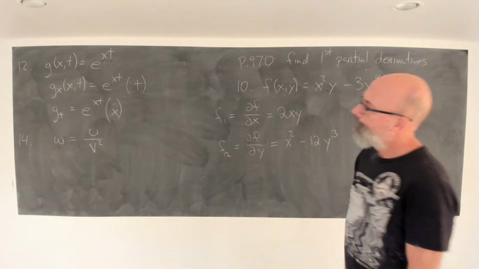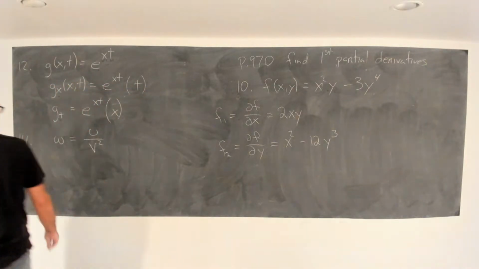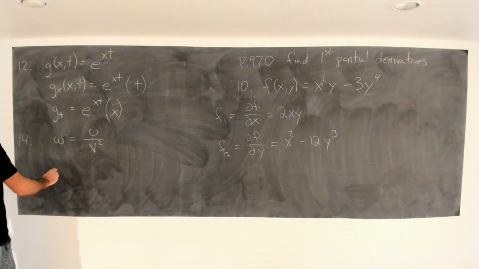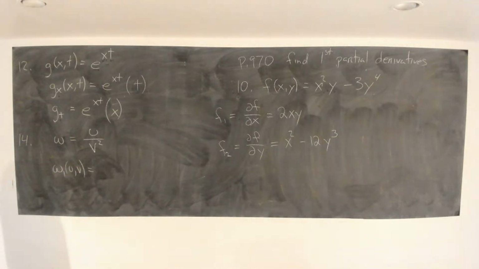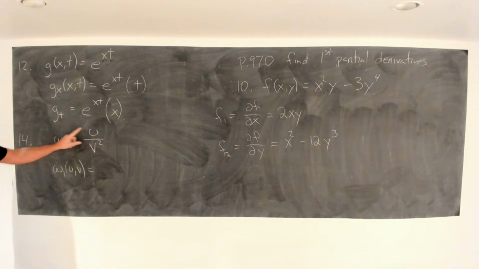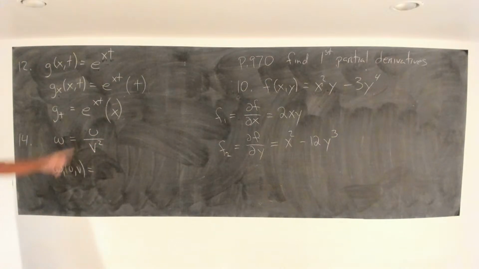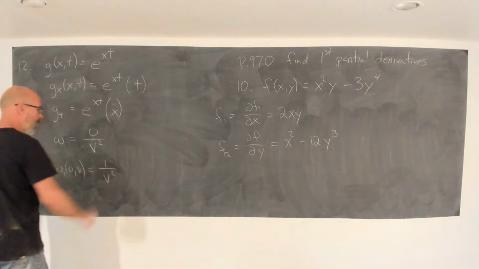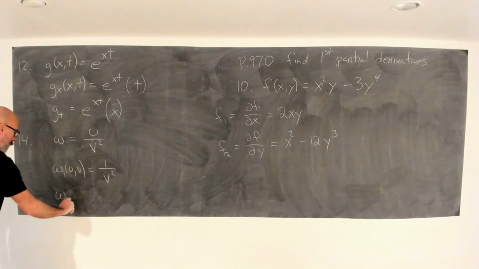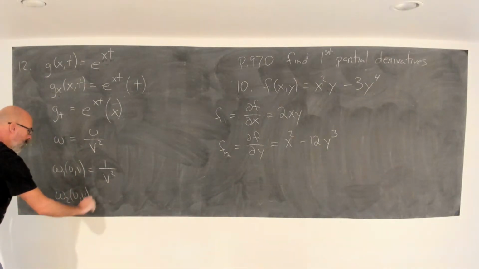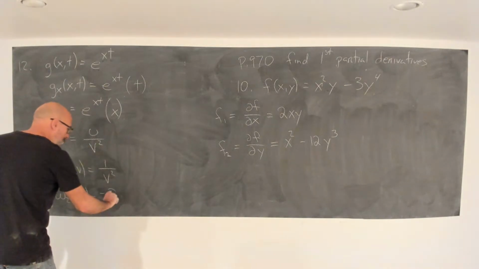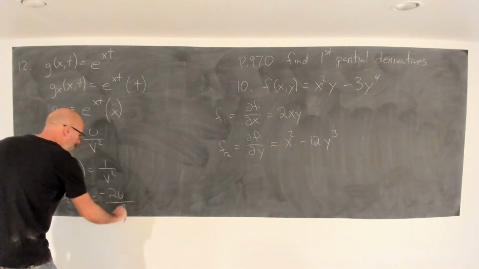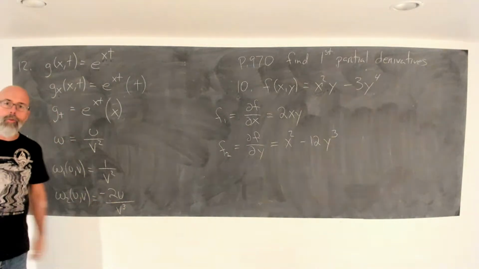All right. Here we go. W is u over v squared. So we could ask for the derivative with respect to the first variable, u. So v is treated as constant. The derivative is, of course, just 1 over v squared. And the partial derivative of w with respect to the second variable, with respect to v, I think it's easily seen to be negative 2u over v cubed.